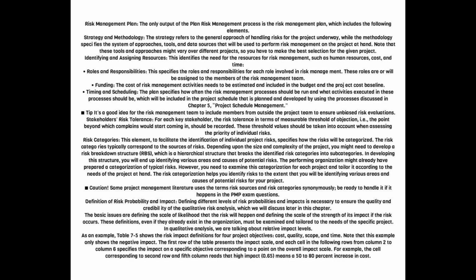Risk Management Plan. The only output of the plan risk management process is the Risk Management Plan, which includes the following elements. Strategy and methodology. The strategy refers to the general approach of handling risks for the project underway, while the methodology specifies the system of approaches, tools, and data sources that will be used to perform risk management on the project at hand.